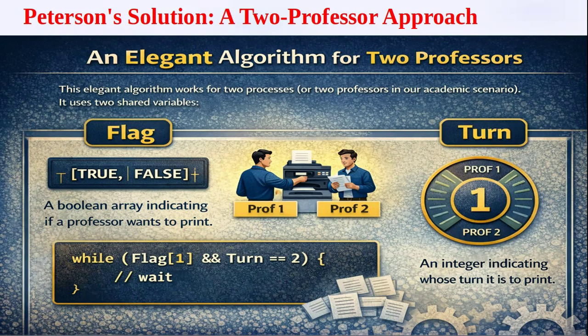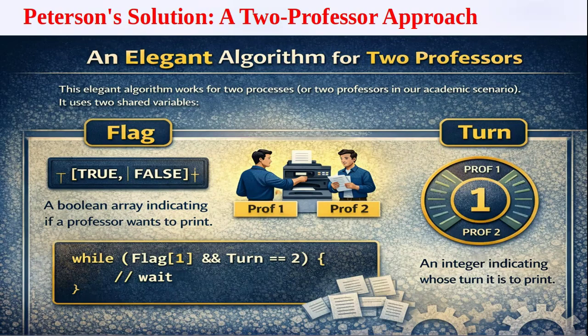To control this, we use two important variables which are shared between both processes. First is flag. Flag is a Boolean array, one for each process. It has the value true, meaning I want to enter the critical section, and false, meaning I do not want to enter the critical section. The flag variable shows the intention. The turn variable decides whose turn it is to enter.